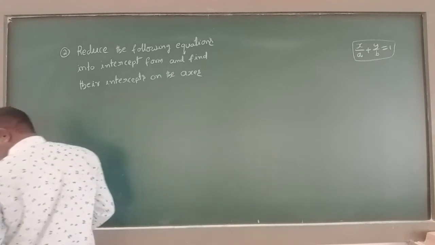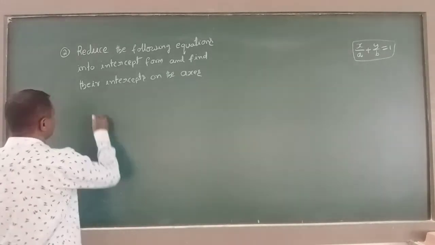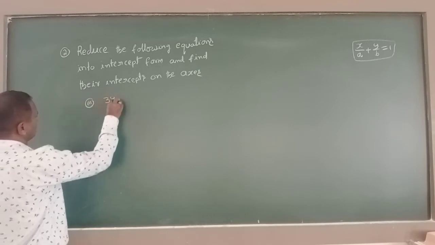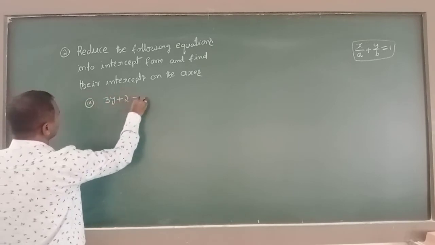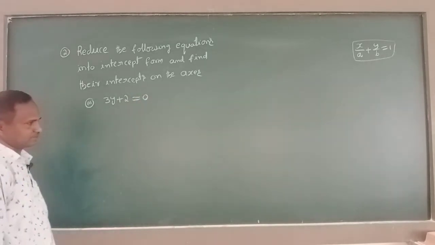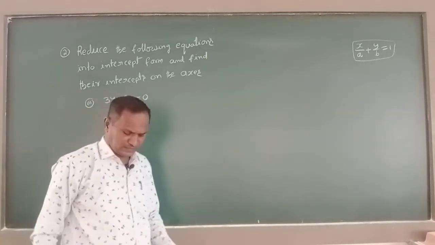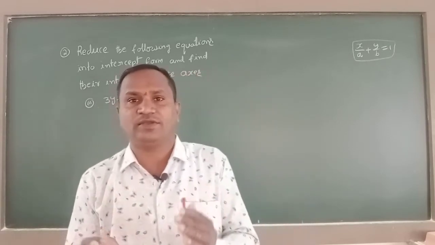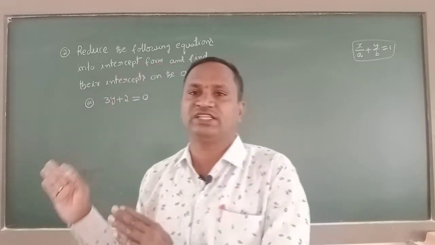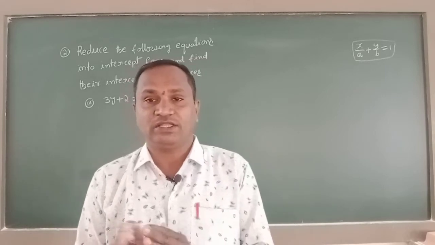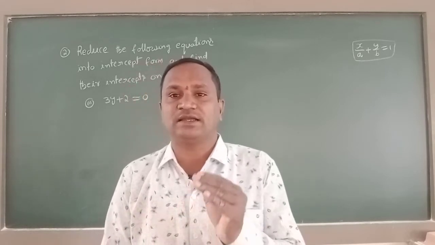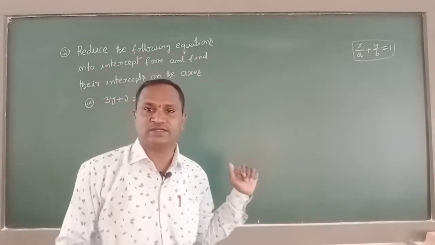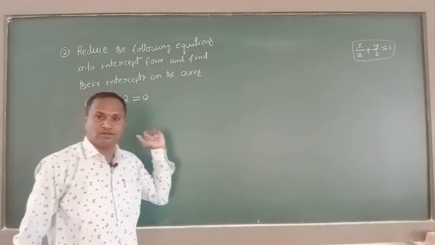Third question is 3y plus 2 is equal to 0. Here there is no x term. If there is no x term, that is, there is no x coefficient, then we consider it as 0 in place of the term. How? I will show you, at the same time as I give the solution for this question.